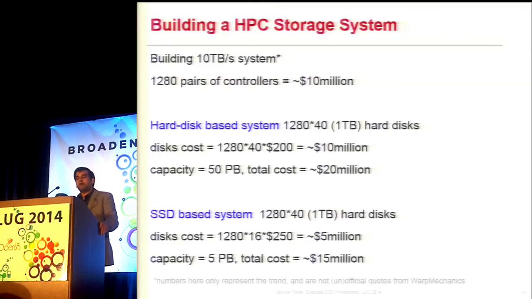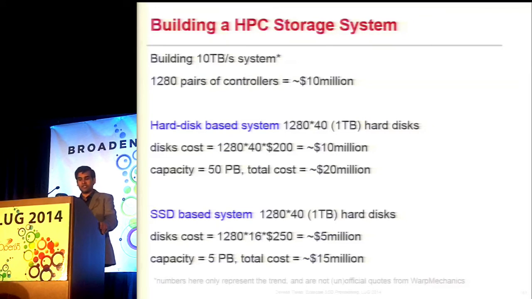But if you're building a bandwidth-oriented system, then there is a typo here. It should be for SSD. Let's talk about 10 terabytes per system per second. That means you need 1280 pairs of controllers. That's approximately $10 million. And then for hard disk-based systems, you will have 40 hard disks per pair of controllers, so I just multiplied by that. And I'm using just 1 terabyte because this is a bandwidth-oriented system, so I want to keep the cost low. You will get another $10 million. So the total cost is $20 million, but the capacity is 50 petabytes.